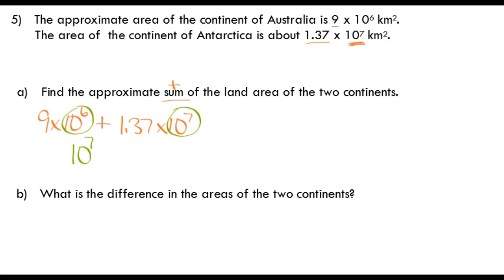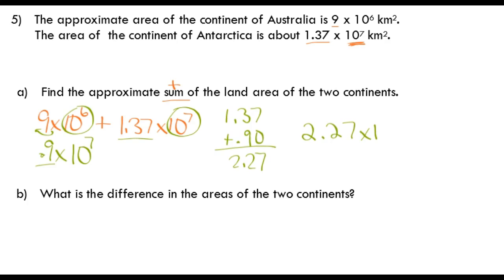And again, use my left hand. Remember that making the 6 move to a 7 makes the decimal move to the left. So 0.9, and then I'm going to add those together. So off to the side, 1.37 plus 0.9, I can add a 0 there. This is 7, this is 12, I get 2.27. So my final answer is 2.27 times 10 to the 7th kilometers squared.